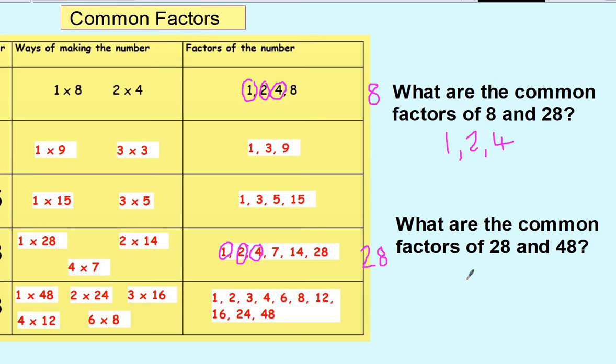My next question, what are the common factors of 28 and 48? Let's have a look. They've both got 1 in them. There it is. They've both got 2 in them. There it is. They've both got 4 in them. There it is. And that's it. The common factors of 28 and 48 are 1, 2 and 4. Ironically, just the same as 28 and 8.